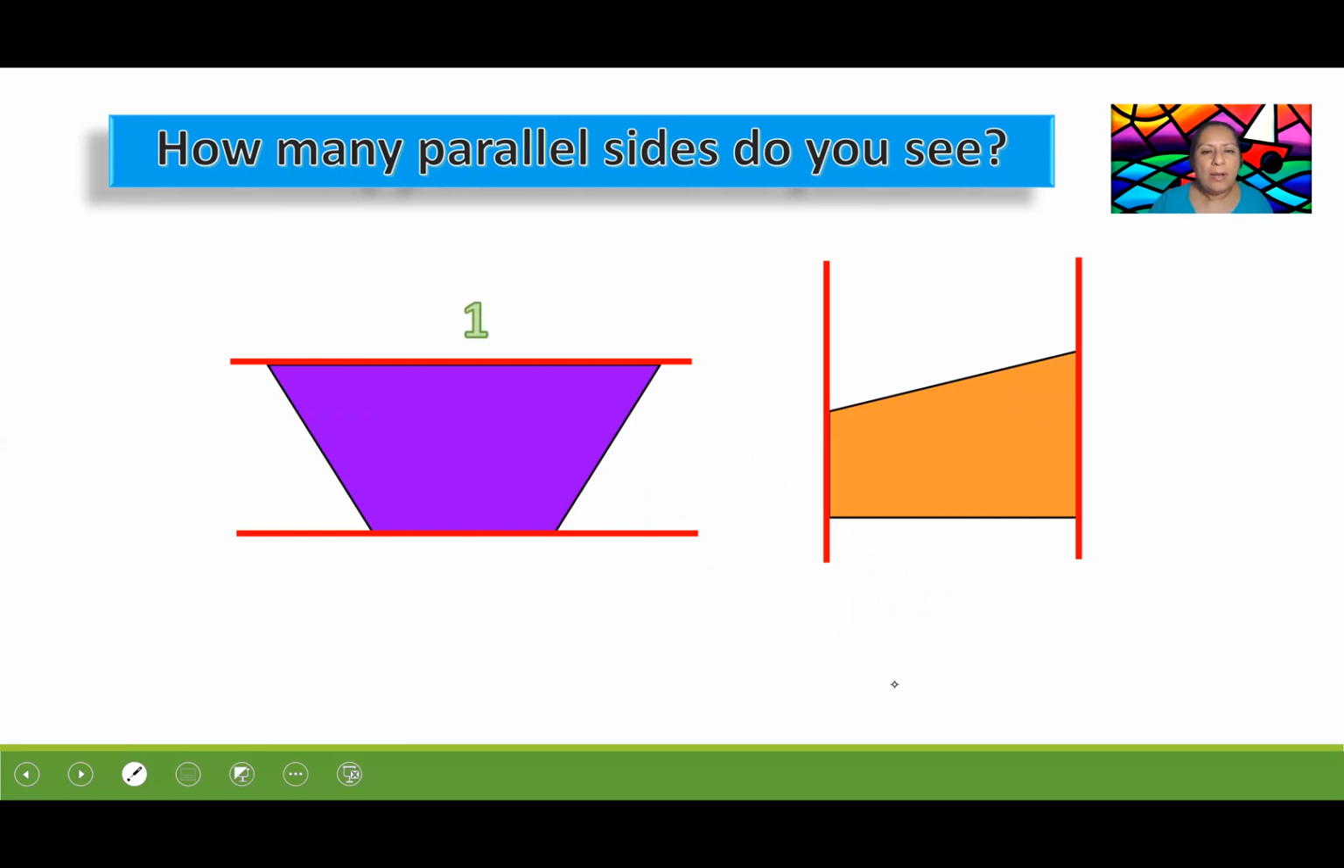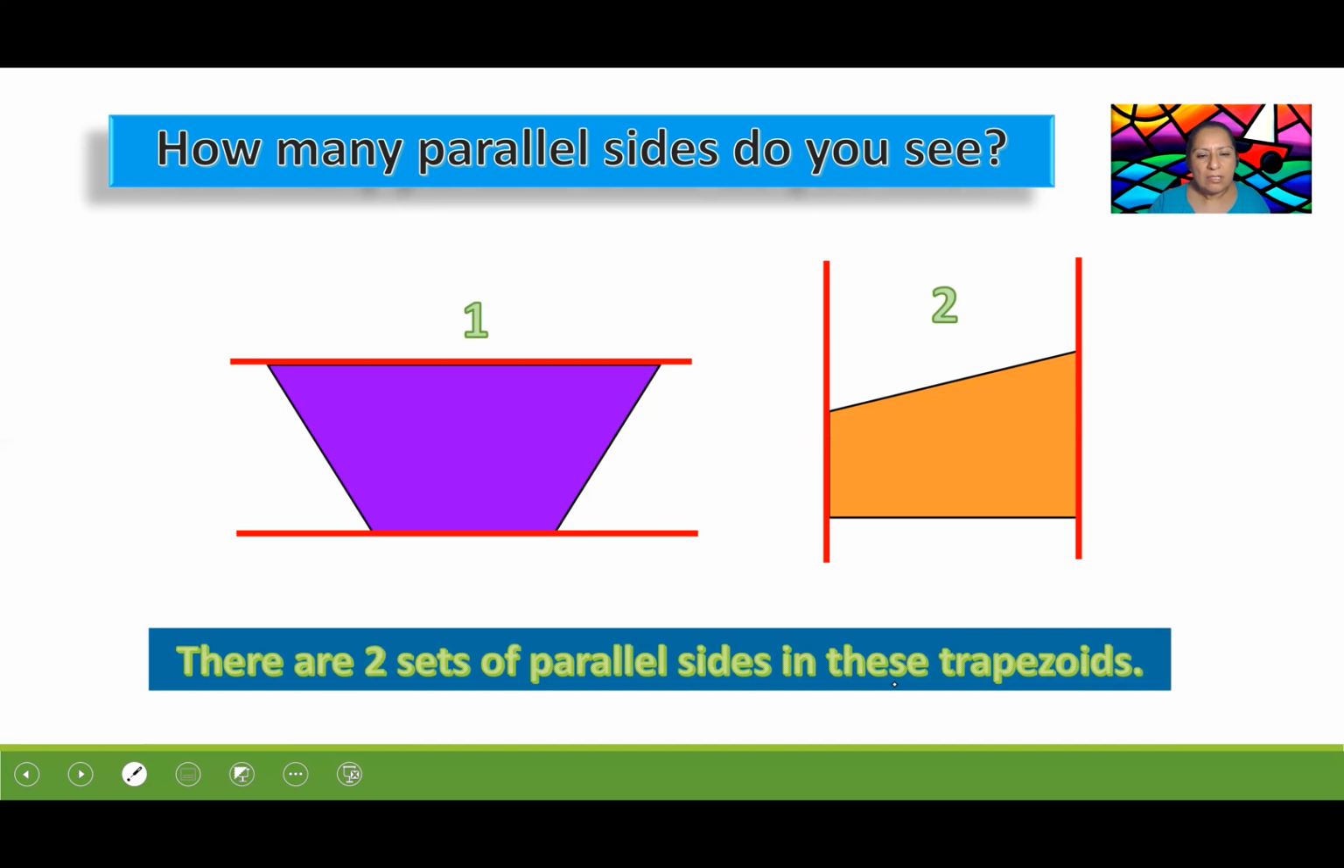So that's one set of parallel lines. And this is the second set of parallel lines. So there are two sets of parallel lines in this trapezoid.